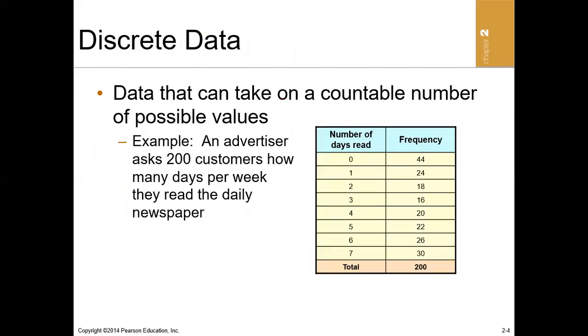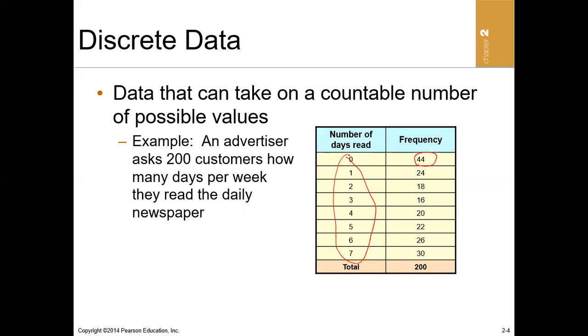Okay, so how do we construct a frequency distribution? Now, let's assume discrete data. Discrete data is data that can be counted. So usually discrete data does not have decimals. So this data here is the number of times customers read the daily newspaper. We can't say that in a week they read it 1.7 times. Either they read it once or twice or thrice. So any data that is counted, or any data that does not have decimals, we say that data is discrete.